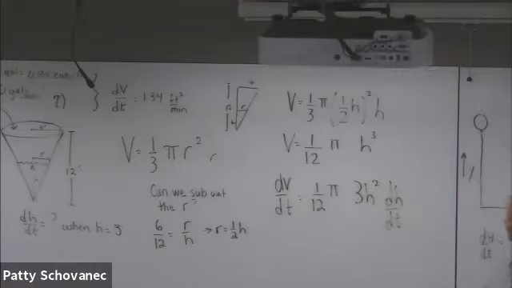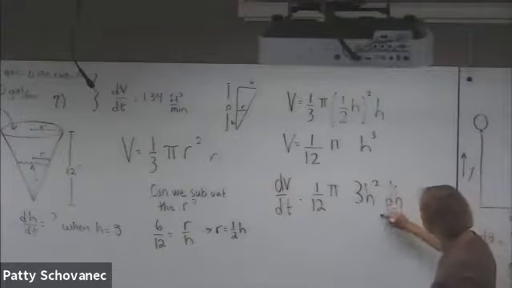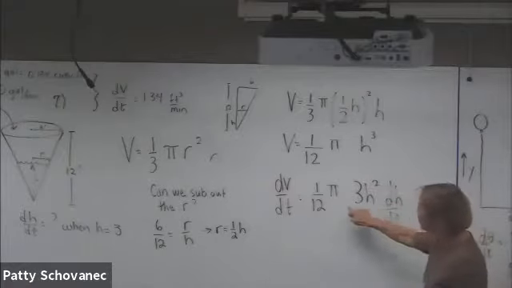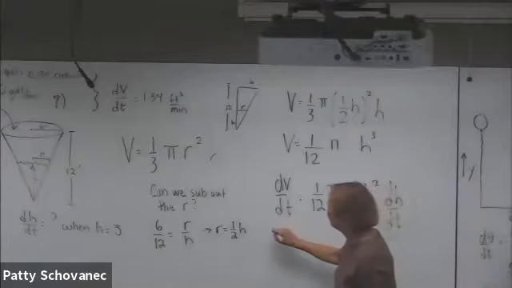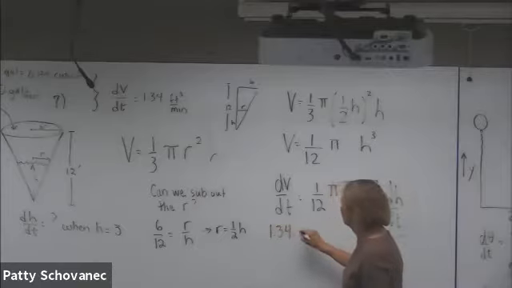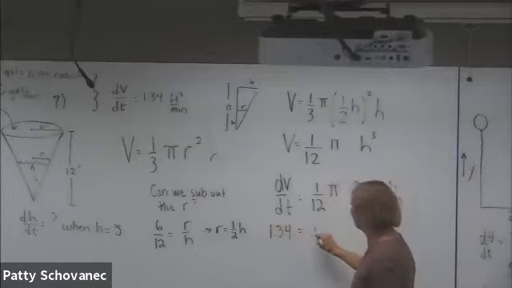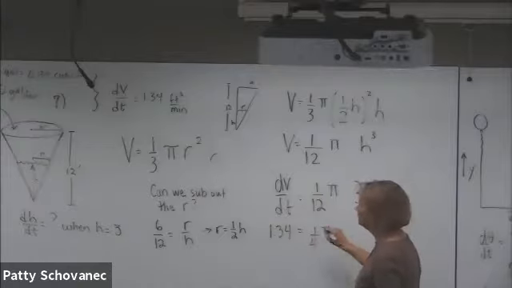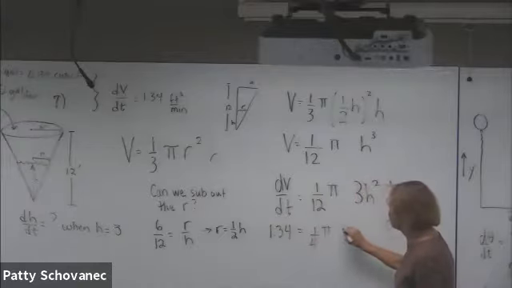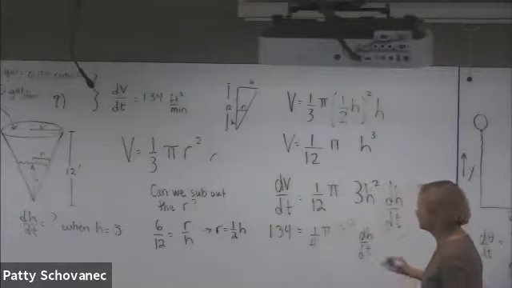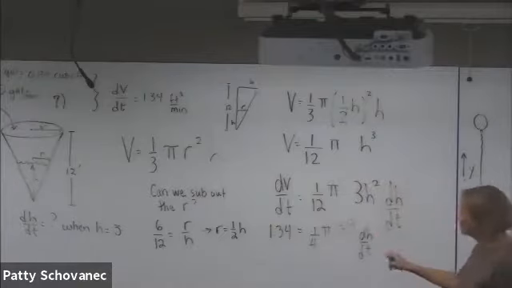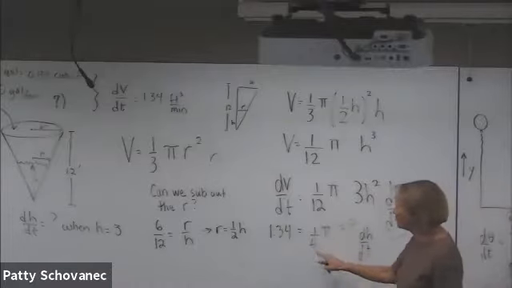Now let's put our numbers in as we simplify. We're looking for dH/dt. 3/12 is 1/4. dV/dt was that funny number, 1.34. Then I said this is going to become 1/4 pi. H is going to be 3, so this is 3 squared, dH/dt. So this becomes 9 pi over 4.